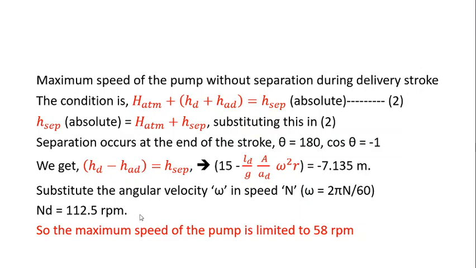So we have two speeds. If you run the pump in this speed, it will fail during the suction stroke. Okay, so you have to run the pump in the least speed, that is 58 rpm. So by this, I think all important portions of reciprocating pump have been covered.